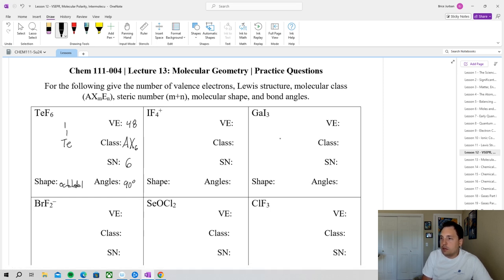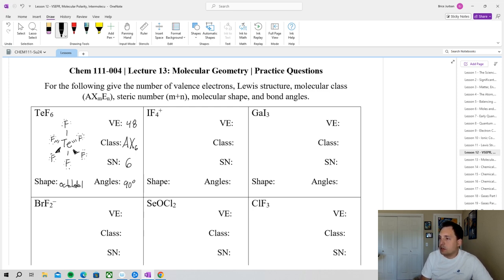Tellurium goes in the middle, and then we have 6 fluorines around it. And then that uses up all 48 electrons because each of these fluorines has 8. So 8 times 6 is 48.